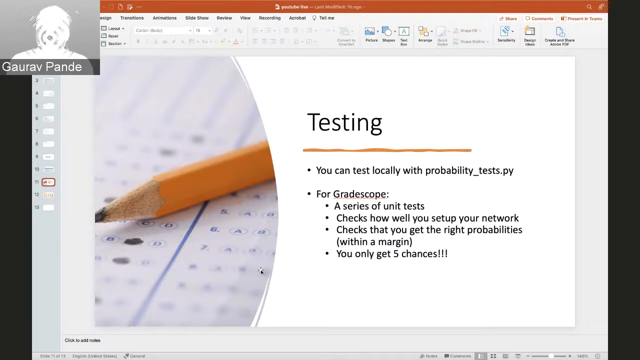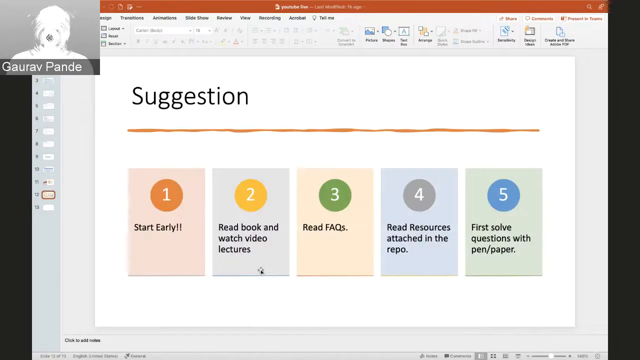Basically, what Gradescope checks is how well you have set up your network, meaning that the nodes and the edges are set up properly. It checks that you get the probabilities right within a margin. Some margin of error is allowed. I'm not sure how much it is, but I can check it for you guys. These probabilities are basically the CPD values that you are calculating, and you only get 5 chances to submit it. My final suggestion for this whole assignment is please start early.